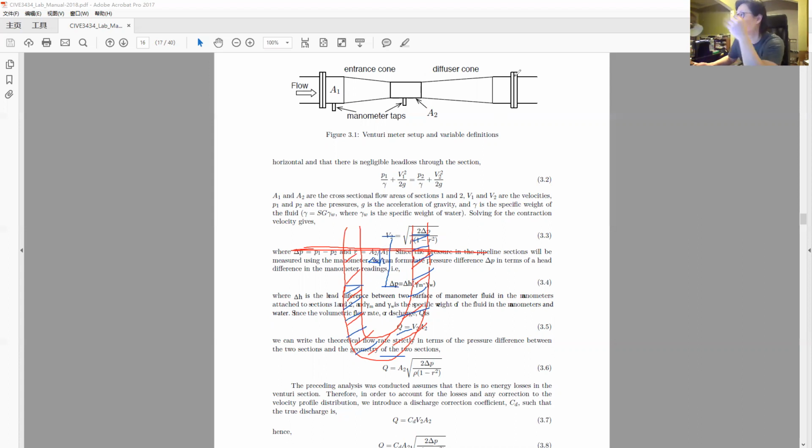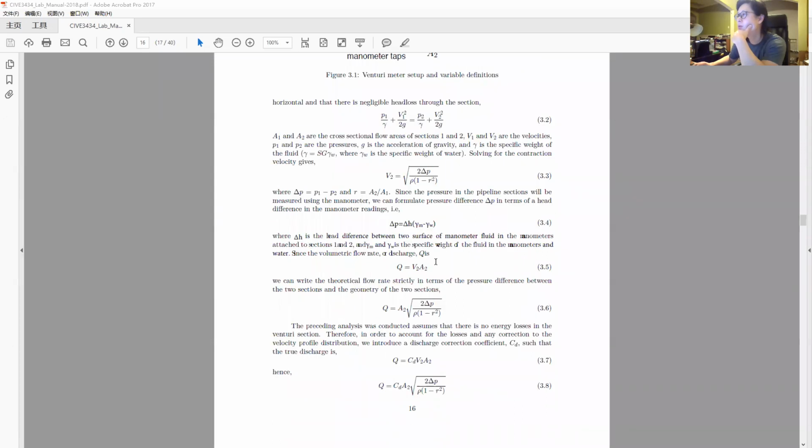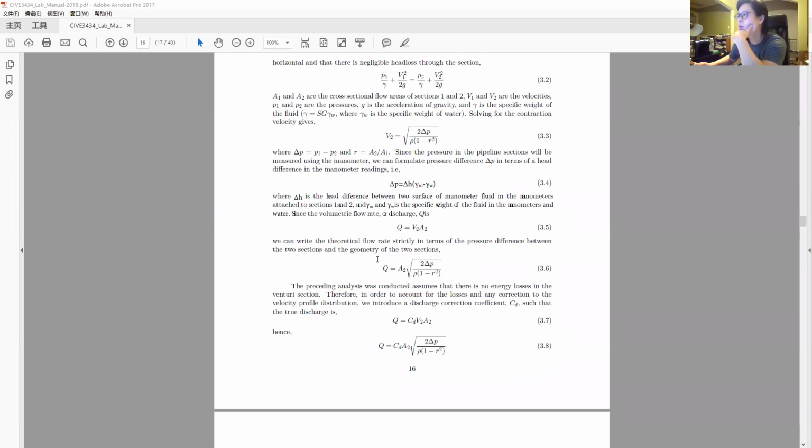This information is given in the data sheet. Delta H is given in the data sheet, so you're able to calculate delta P using delta H. R is known and the density is known, so you're able to calculate V2. After we get V2, we're able to calculate the discharge by simply multiplying by the cross-section area. Then the equation will be like this.